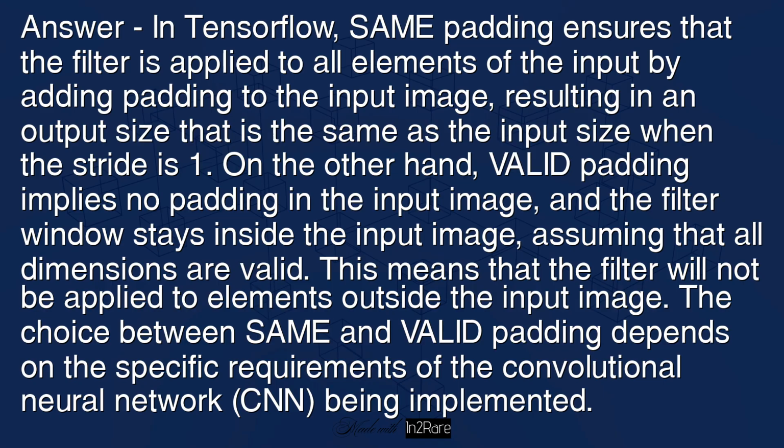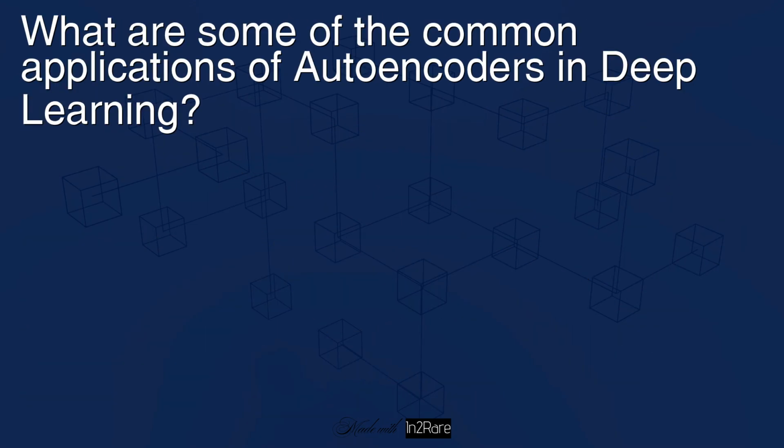This means that the filter will not be applied to elements outside the input image. The choice between same and valid padding depends on the specific requirements of the convolutional neural network (CNN) being implemented. What are some of the common applications of autoencoders in deep learning?